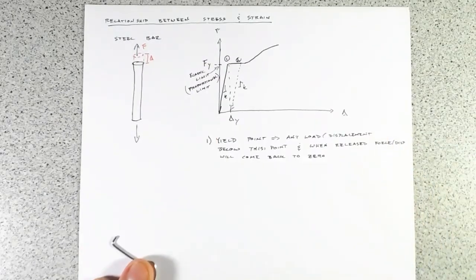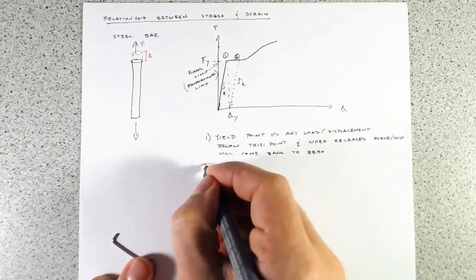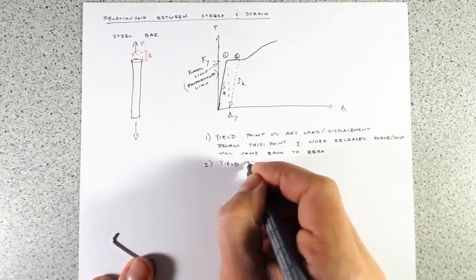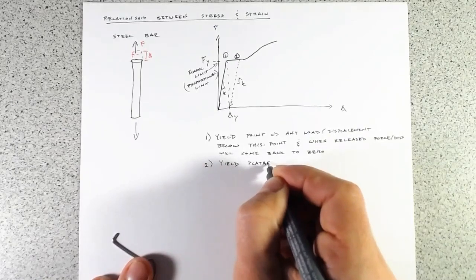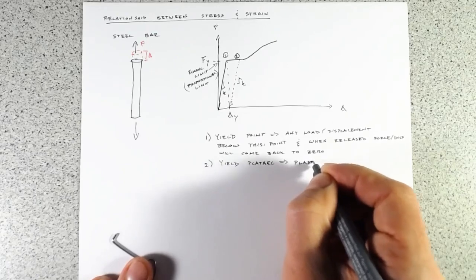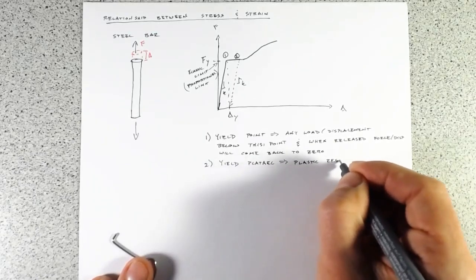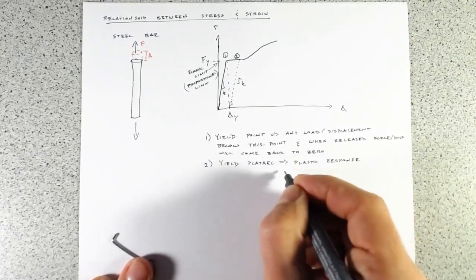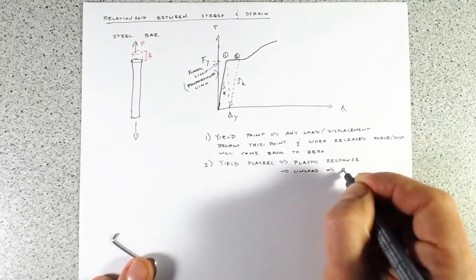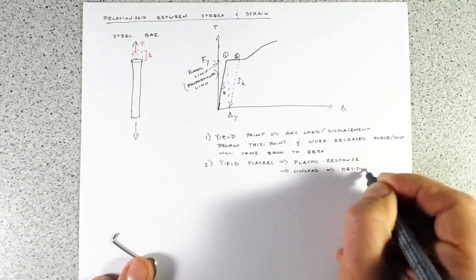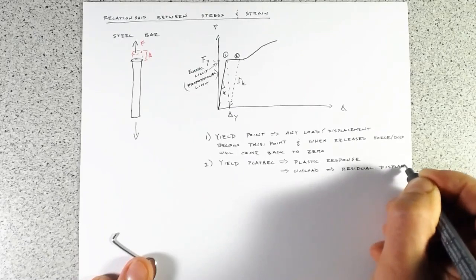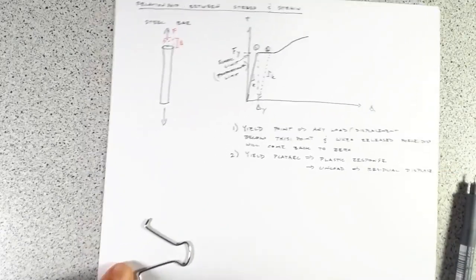But after we've yielded, say we come to point 2 here, this is what's called our yield plateau. So this is our plastic response. And if we unload, we're going to get a residual displacement. So that's what happened with this binder clip.